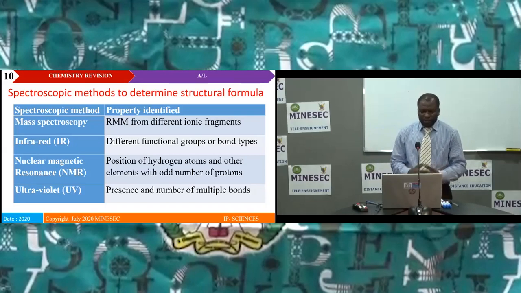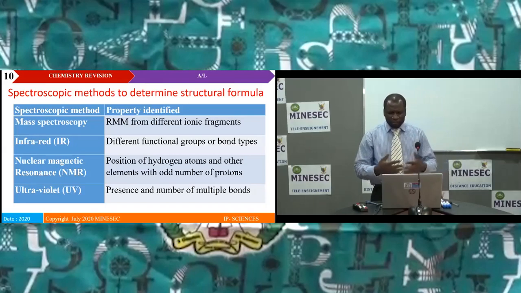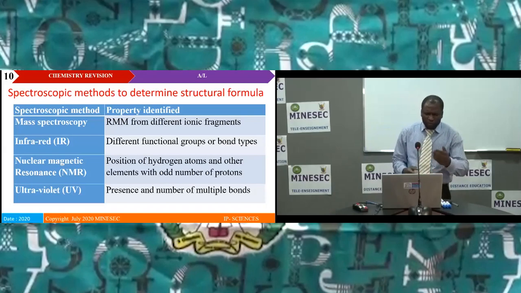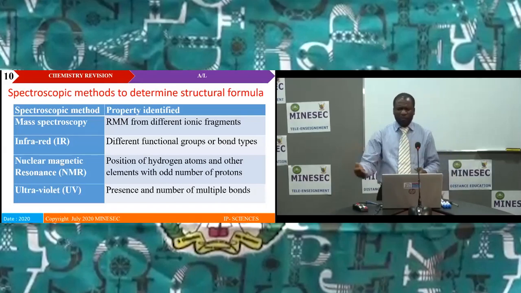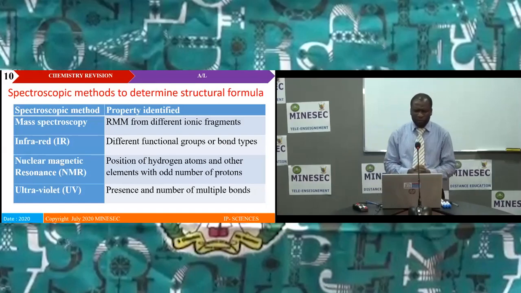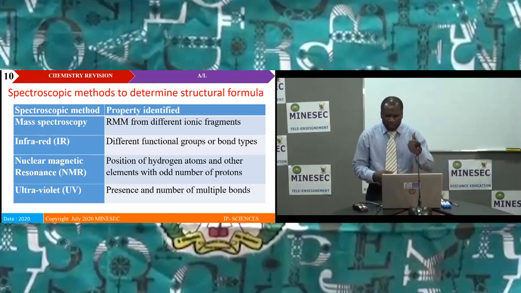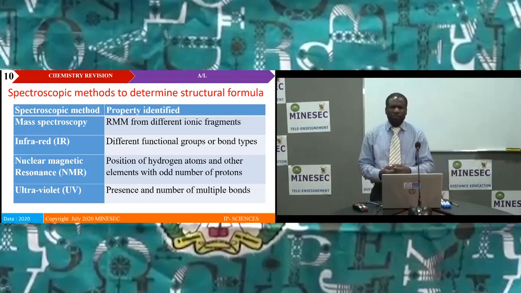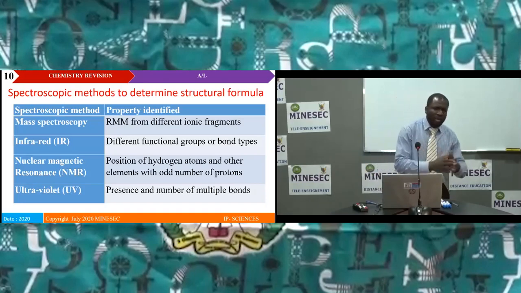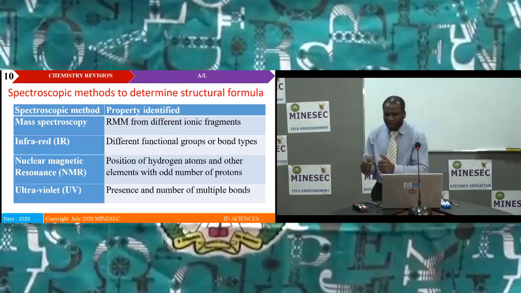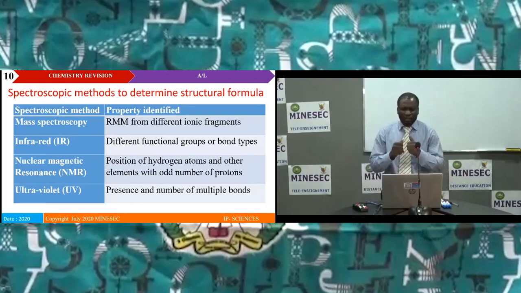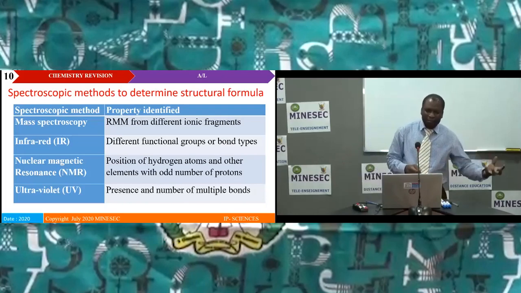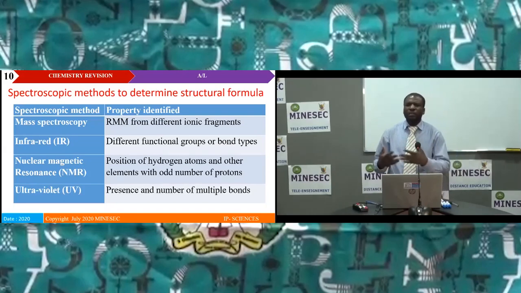Spectroscopic methods to determine the structural formula. We have the spectroscopic method and the property identified. Mass spectrometry, what do we obtain? The relative molecular mass from different ionic fragments. Here we're talking of organic molecules. So we obtain relative molecular mass, not relative atomic mass. Relative atomic mass is obtained for elements, but here we're dealing with organic molecules, so we obtain relative molecular mass.